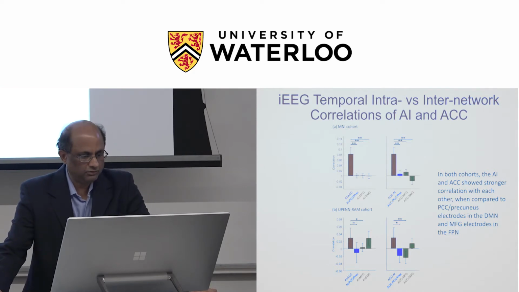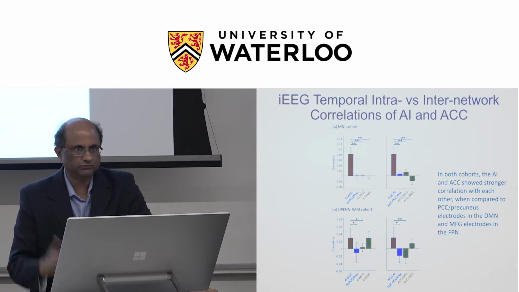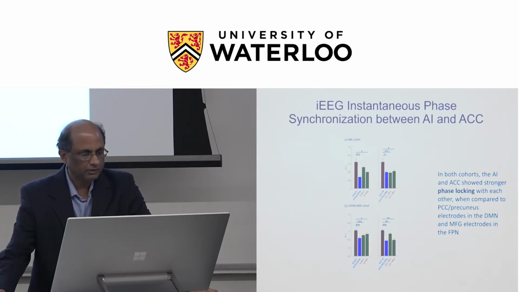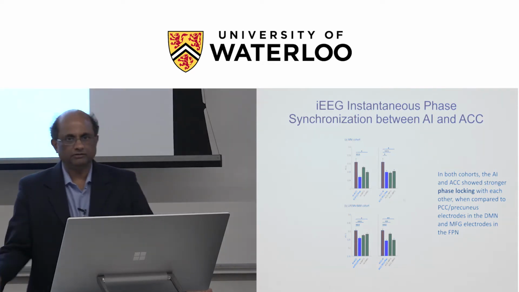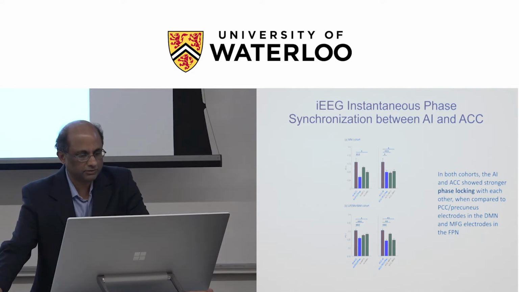And this just shows you the replication of the data, the AI and ACC, much stronger effects. The intra-network correlations compared to the inter-network correlations. This gives a sense of the network integrity. That's what you'd expect. And we can look at a phase locking value computed through an instantaneous phase metric, the Hilbert transform, and you see the same kind of pattern.